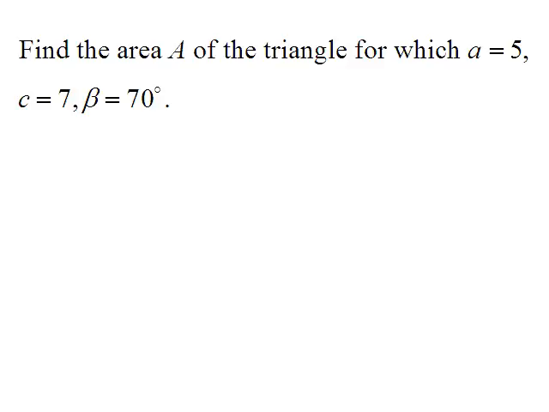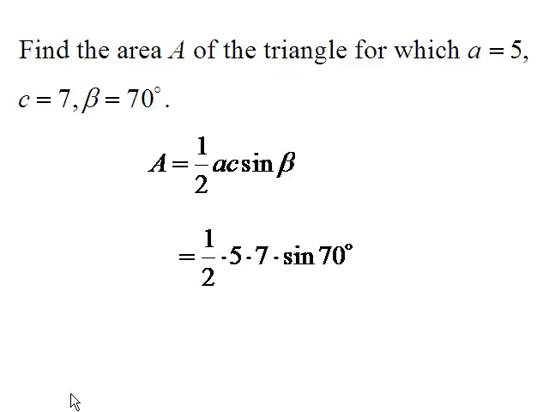So here's an example. Find the area of the triangle for which A equals 5, C equals 7, and beta equals 70 degrees. So think about what you know. A and C are the two sides, and the angle between is beta, that's 70. So we need 1/2 AC sine beta. 1/2 times 5 times 7 times sine 70.